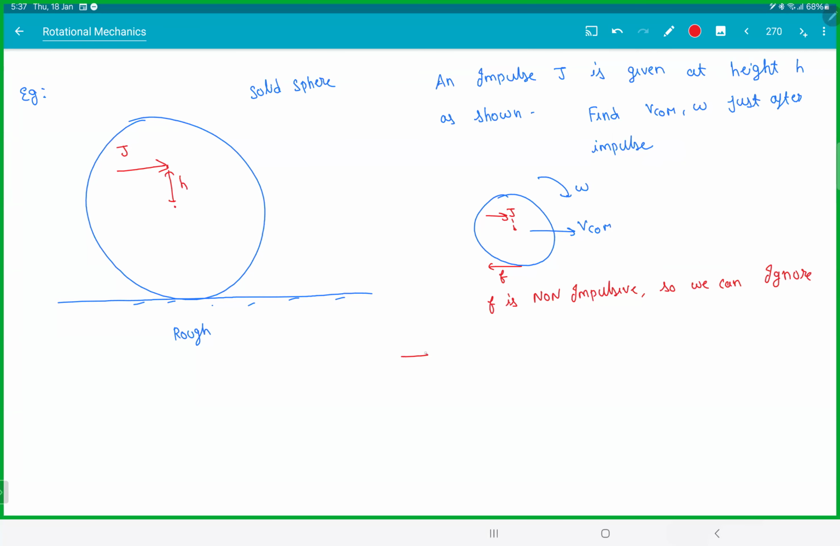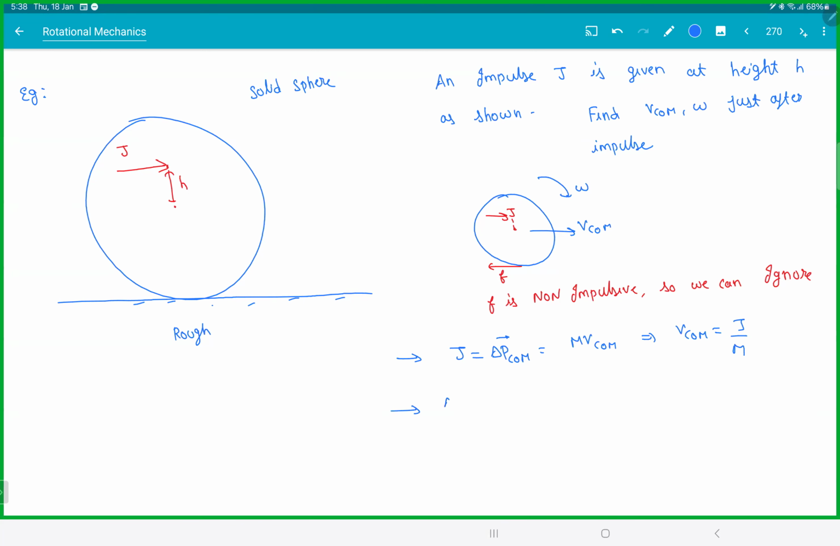So simple steps. First step, whenever you get impulse, what is impulse? Impulse is change in momentum of center of mass. So that would be mvcom. Therefore vcom is equal to J by m. आगे एक step में बस यही करना था.